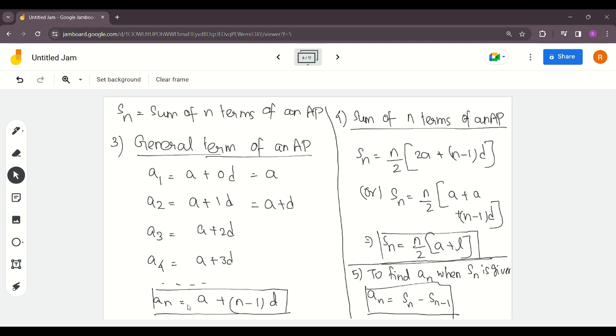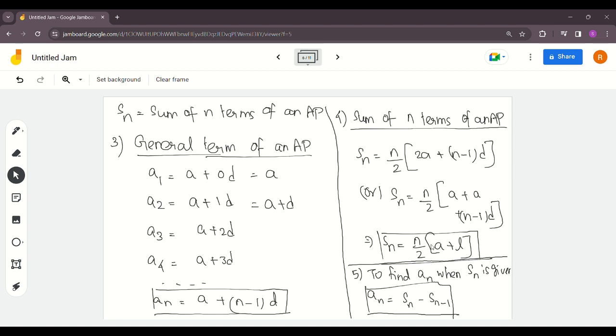So this is how you will have to arrive at the general term of an AP. Now we will look at the sum of n terms of an AP. Sn is equal to n by 2 into 2a plus n minus 1 into d. But it can also be written with this 2a as a plus a. Why I am writing it like this: a plus n minus 1 into d now becomes an. An can also be called L. So Sn equal to n by 2 into a plus L.